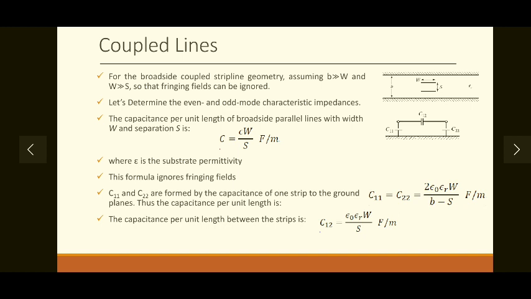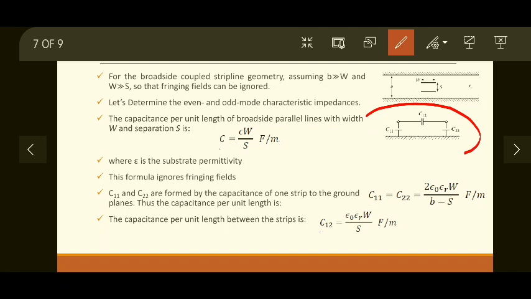Into width of a strip conductor divided by B minus S. Now, why B minus S? B is the height of a substrate and S is a separation between two conductors. Now C11 and C22, as you can see in this diagram, represent the strip conductors. Their value is not only dependent on separation between them but also dependent on the surrounding substrate material. That's why the formula is derived to be this one. It is also in farad per meter.